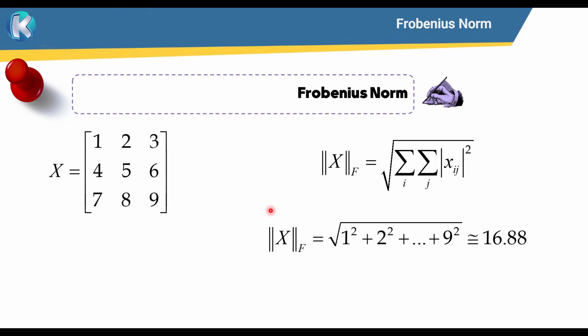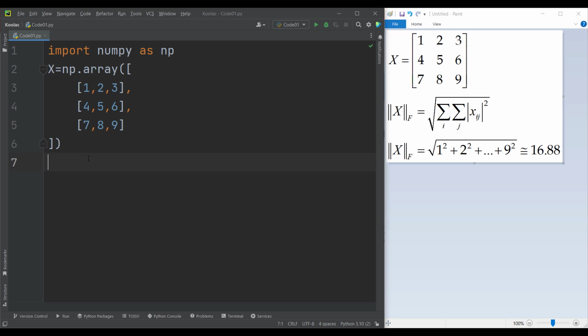For example, in this example, it is equal to the square root of 1 to the power of 2 plus 2 to the power of 2 plus 3 to the power of 2 plus 4 to the power of 2 all the way up to plus 9 to the power of 2, which if you calculate all this stuff, it is approximately equal to 16.88. So now let's calculate this in Python.